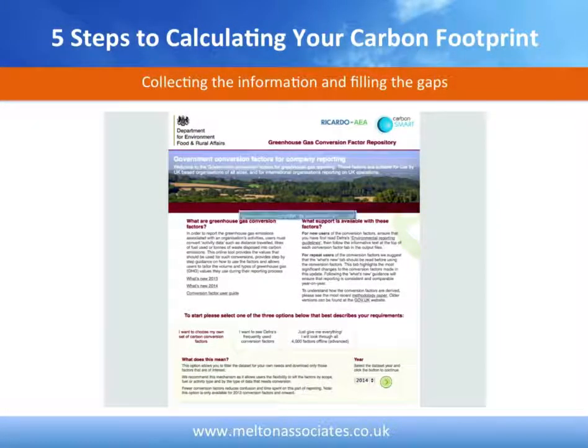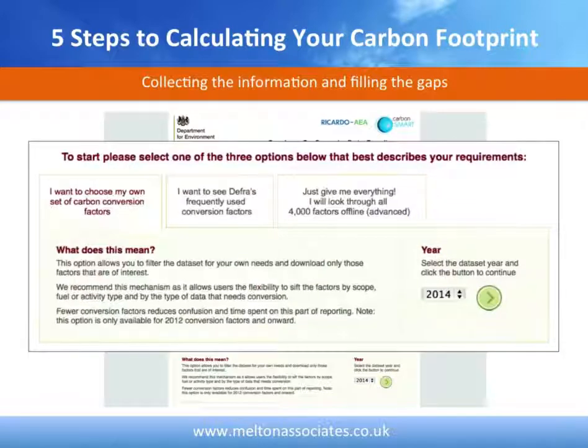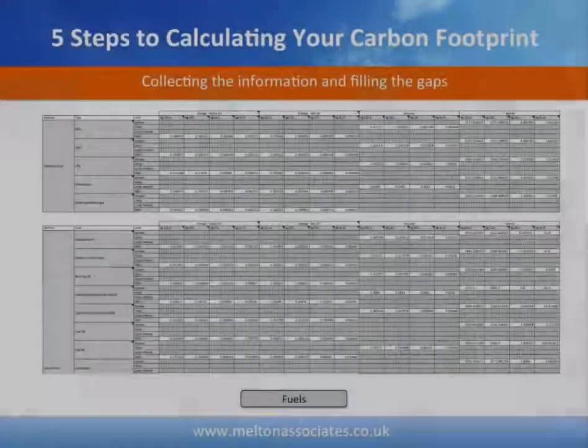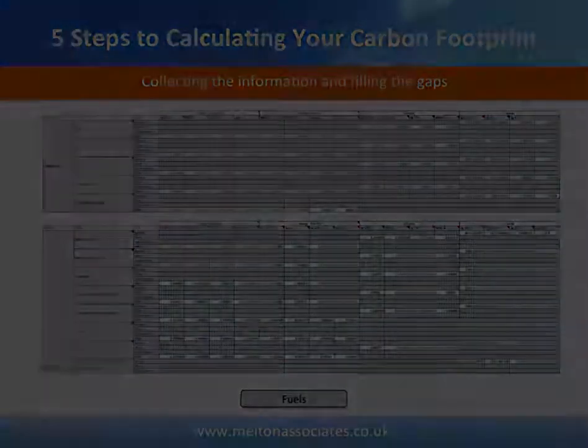So, first of all, go to the Carbon Smart website at the address shown here. At the bottom of the page, you'll see 3 tabs. One to select your own carbon emission conversion factors, one to see those frequently requested, and one that gives you the whole lot. Let's now click on the Fuels worksheet. You would use this when you have information on the fuel consumption of the vehicles used. We're showing only a section of it here. There are tables for various fuel types.